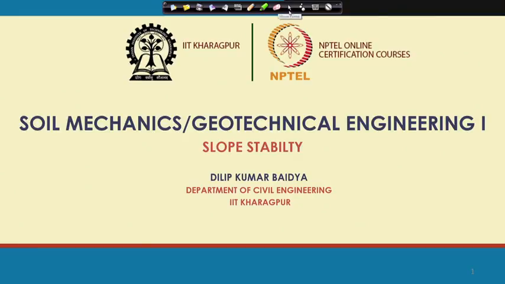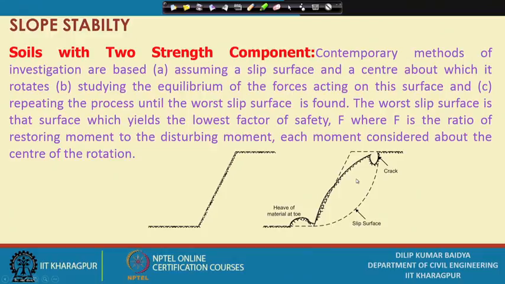So, let me continue with the slope stability, the other aspects. We have considered so far only granular soil, where there is only one shear component: there is friction, or there can be only cohesion. Next I will take soils with two components, both cohesion and friction.